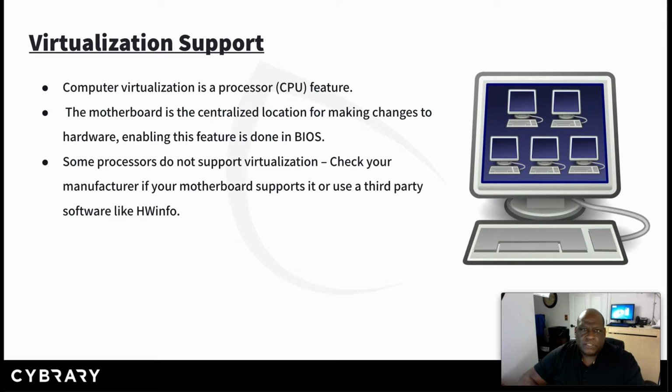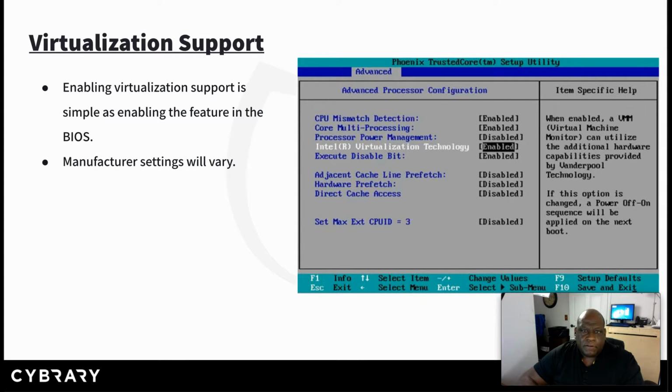Now, virtualization starts in the core of the CPU. Computer virtualization is actually a processor CPU feature. And just like any other hardware in the BIOS, the motherboard is the centralized location for making changes to hardware. So enabling this feature is done in the BIOS. You guessed it. Some processors do not support virtualization, so you have to check with the manufacturer of your motherboard to see if it does support it. Enabling virtualization in the BIOS is as simple as turning on a switch. It's basically enabling that feature or disabling it if you didn't want to use it.